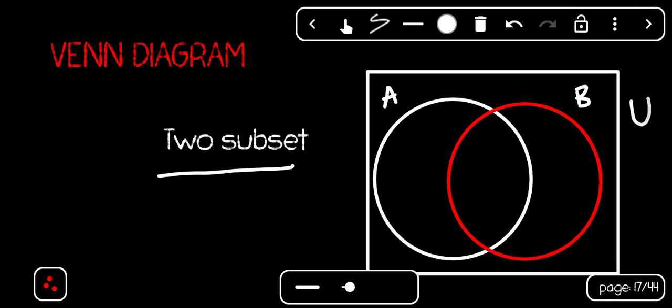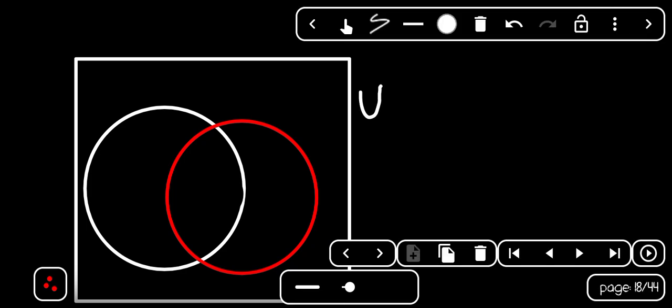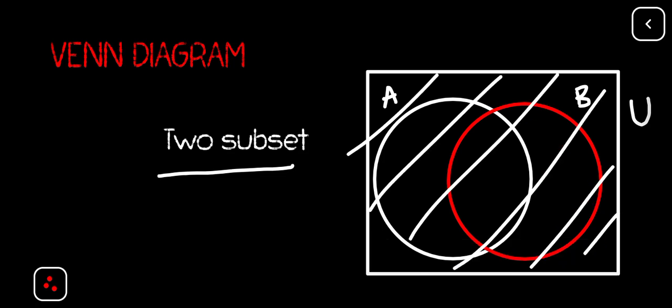Now, let's make it bigger. So this is the universal set, which means everything in the diagram. So let me just illustrate that. It means every single element inside this diagram.